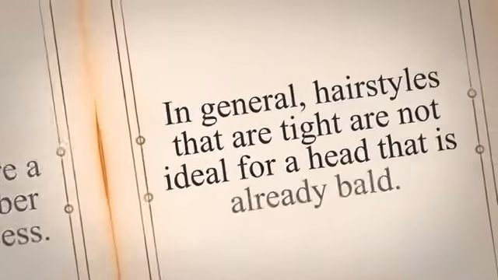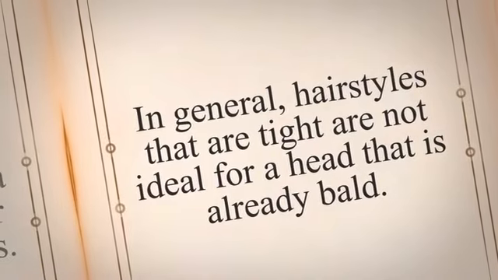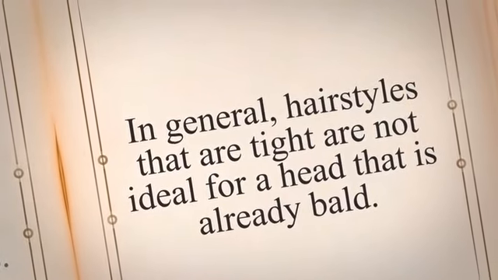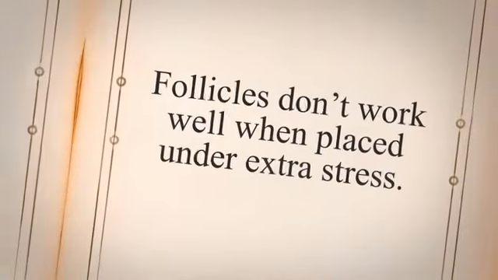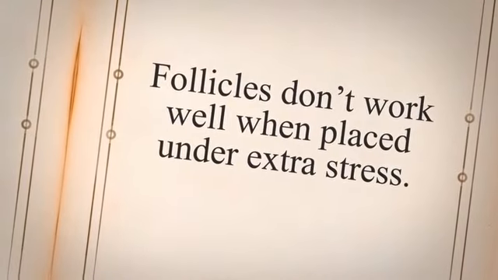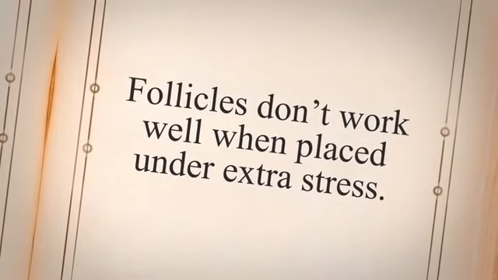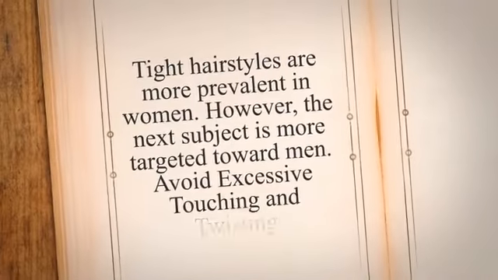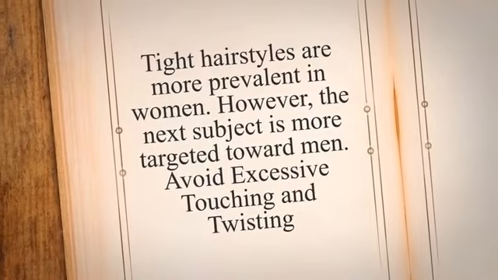Avoid damaging hairstyles. There are several things that can lead to further damage to a head that is balding. In general, tied hairstyles are not ideal for a head that is already balding. A hair tie or braid could be thought of as a way to cover up the process, but in reality, it pulls hair out too much. Follicles don't work well when placed under extra stress. Tight hairstyles are more prevalent in women. However, the next subject is more targeted toward men.